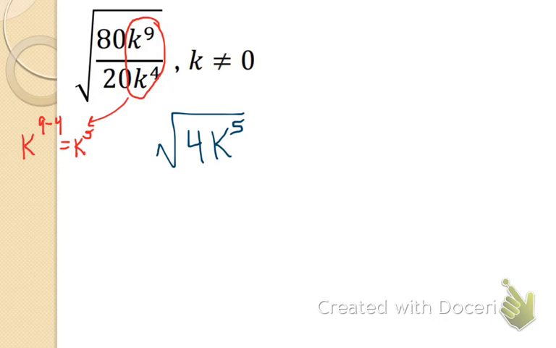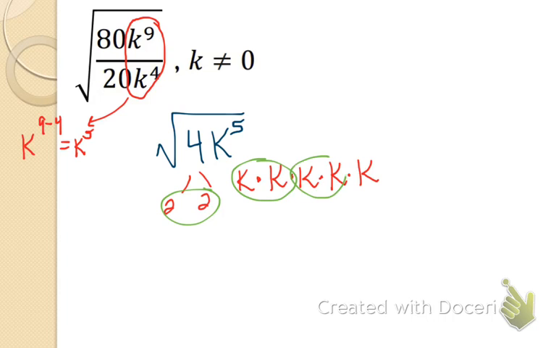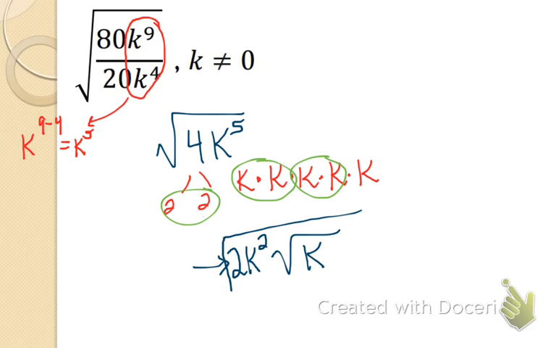So we can easily simplify. Square root of 4 can be broken into 2 and 2. K to the 5th, we've got 5 k's. Pair what you can. These are alike, these are alike. What did not get paired? This k out here. What did get paired? Well, we had 2 pairs of k's, and we had 1 pair of 2. So my final answer is 2k squared, square root of k. And we are done.